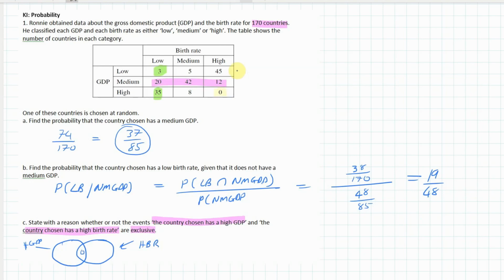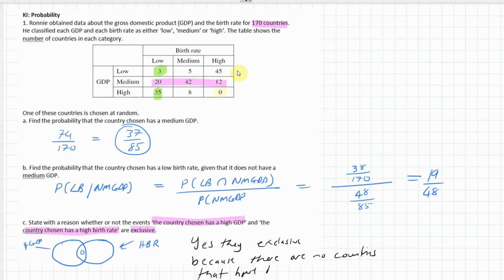So I would say yes, they are exclusive. And I might say because there are no countries that have both a high GDP and high birth rate.